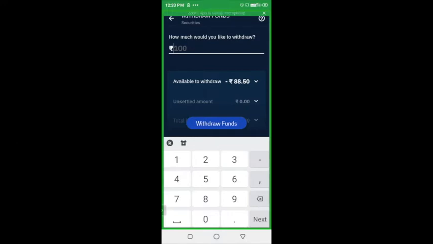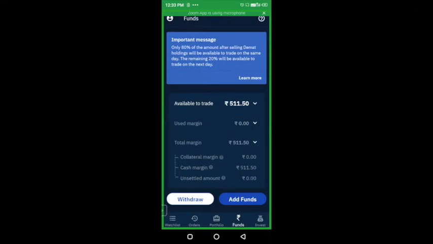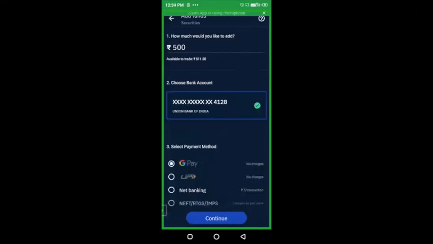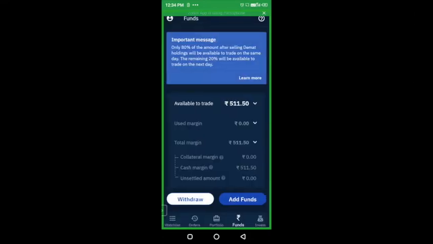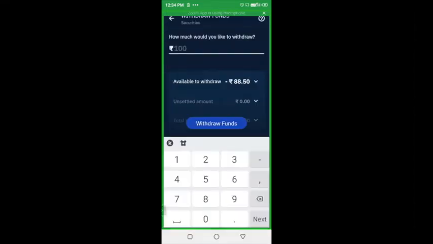So when your account is new, this is how you should do. It will be empty and you have to add funds using GPay, and after which you have to wait 1 day for that to reflect in your account. So after that only the available to withdraw amount will be changed. Available to withdraw you can see only after 1 day.